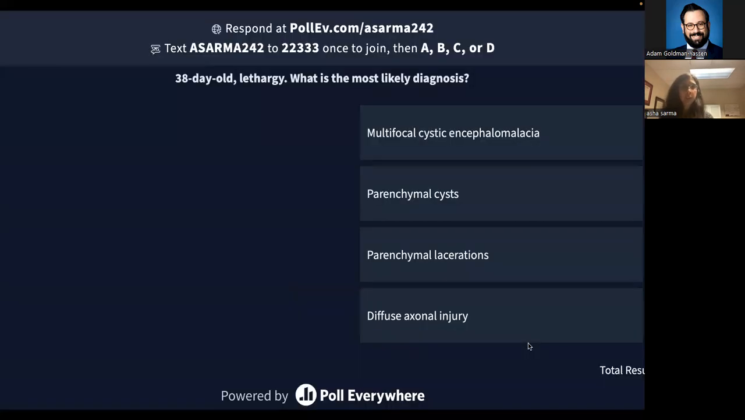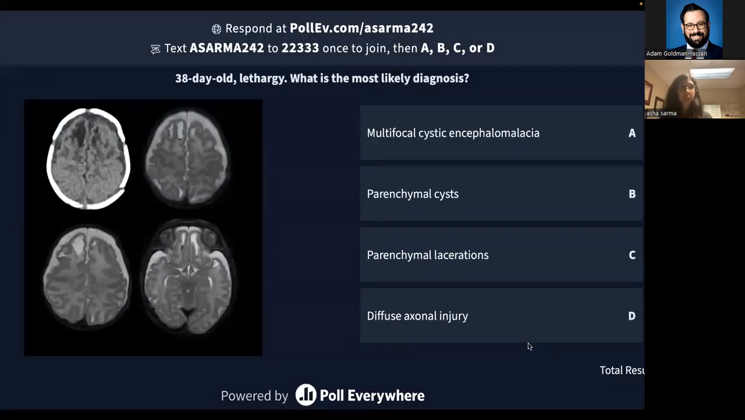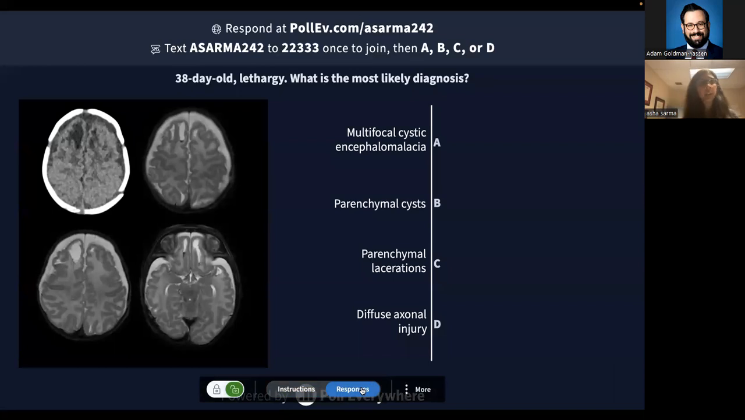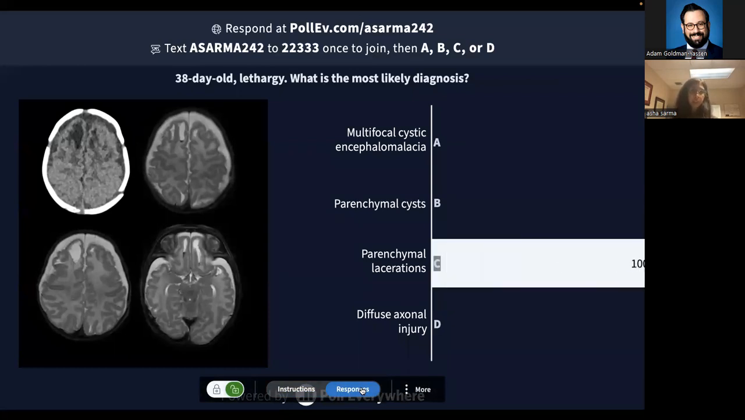Okay, parenchymal injury. So here's our Poll Everywhere question. This is a 38-day-old with lethargy. So what is the most likely diagnosis in this case? Is it A, multifocal cystic encephalomalacia, B, parenchymal cysts, C, parenchymal lacerations, or D, diffuse axonal injury?